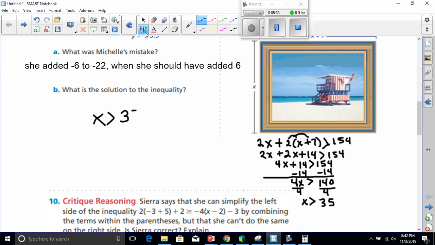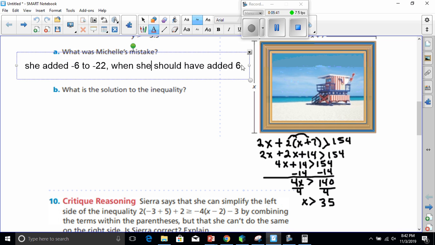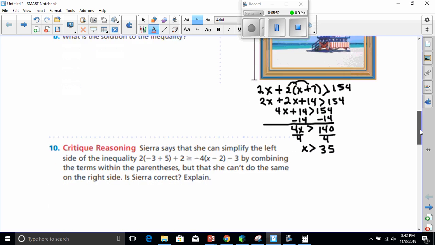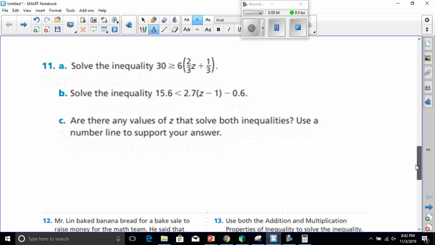Oh, I'm sorry, that's the wrong one. And I've even given you a little hint to the other here, didn't I? Because this shouldn't be here. And let's see. Will that be the answer then? x is greater than 35. I'm going on to number 11 now.